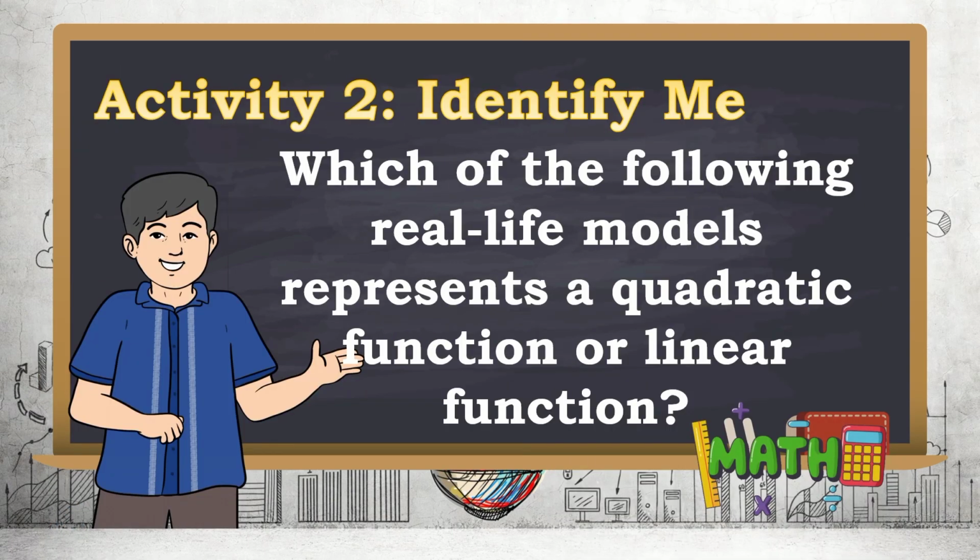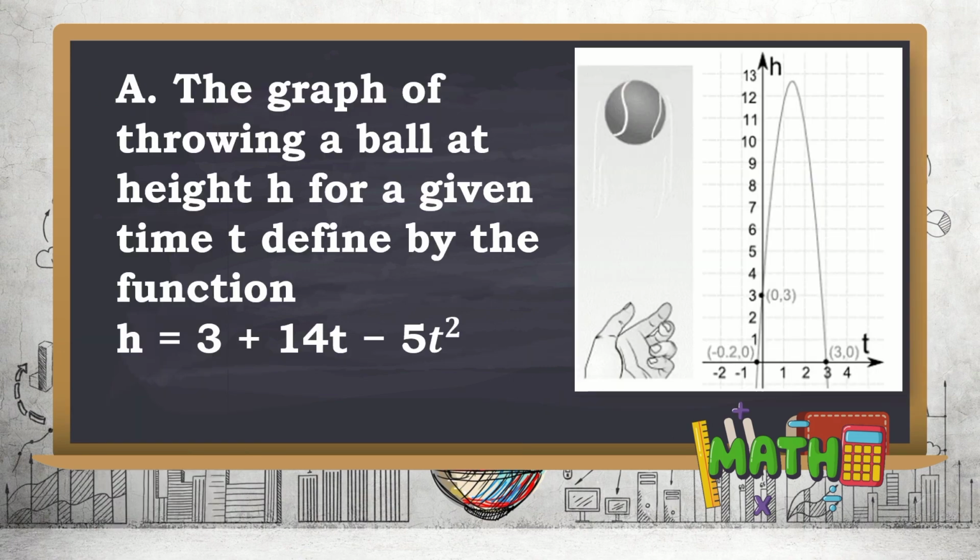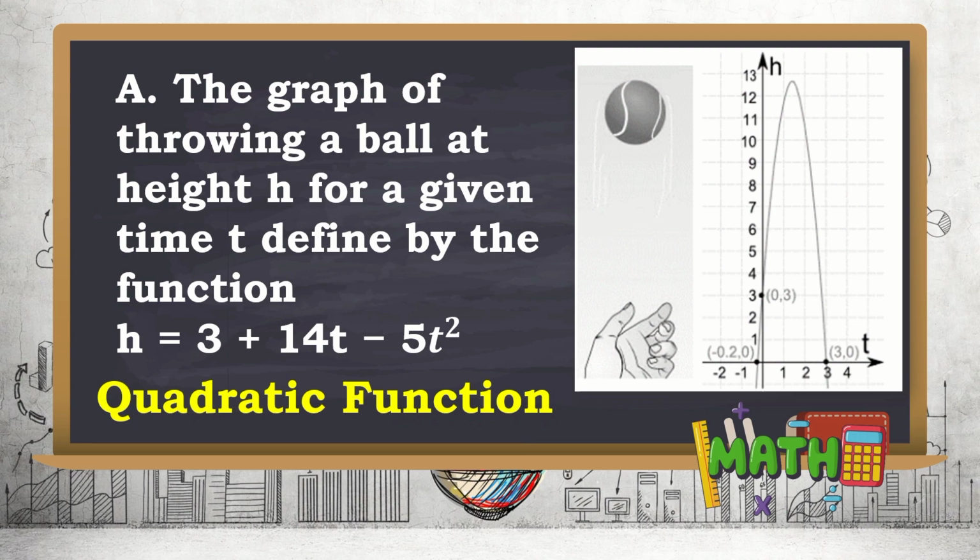Let's have this Activity 2. Identify which of the following real-life models represent a quadratic function or a linear function. Letter A. The graph of throwing a ball at a height h for a given time t defined by the function h is equal to 3 plus 14t minus 5t squared. Is that a quadratic function or a linear function? Very good. That is a quadratic function.